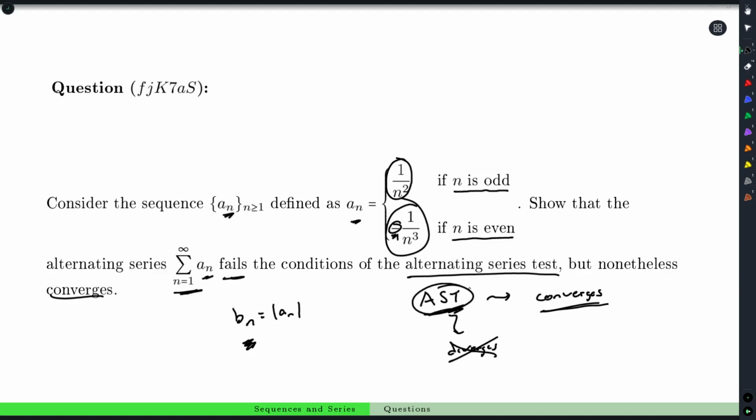Well, we'll have to show that one of the AST conditions fails. Obviously, if it is going to converge, we know it's got to be that decreasing condition, so we'll focus on that. But we also need to show convergence.